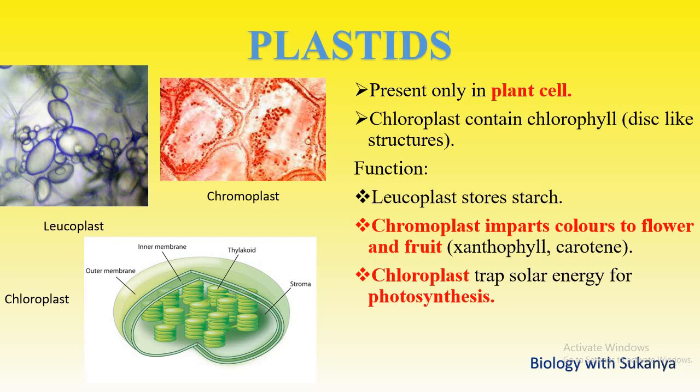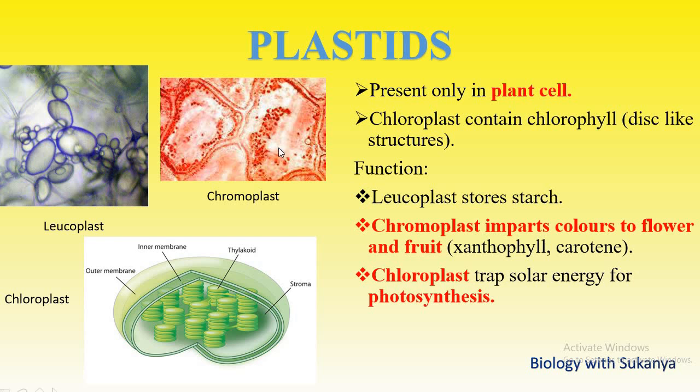Plastids are present in plant cells only. Plastids may be leucoplast, chromoplast and chloroplast. Chloroplast contains chlorophyll, which we know is involved in photosynthesis. Function of these plastids: the leucoplast stores starch. Potatoes contain a lot of leucoplast, therefore potato is a high source of starch.